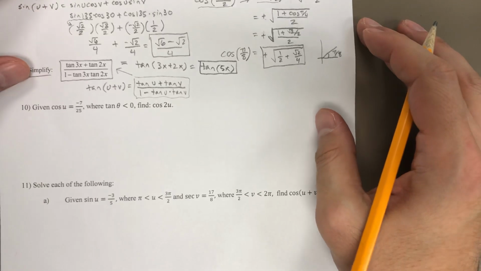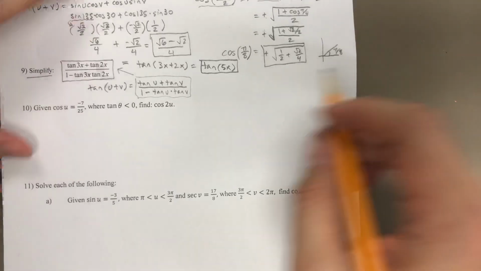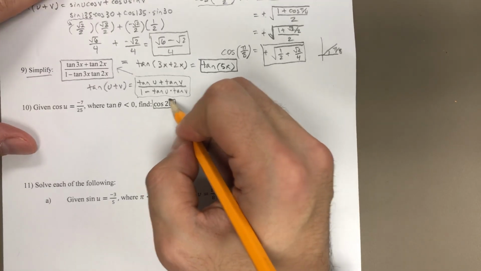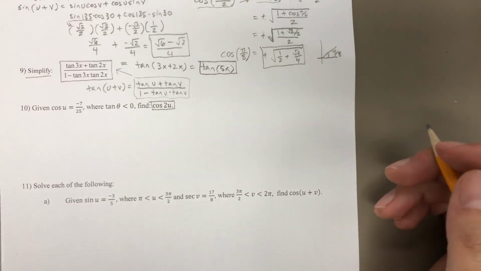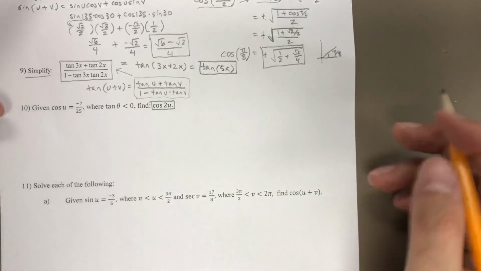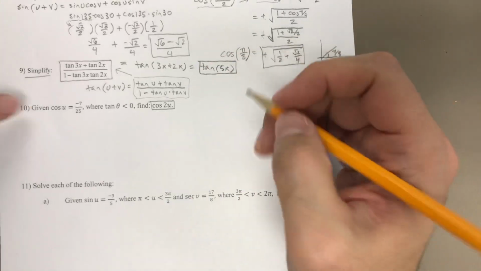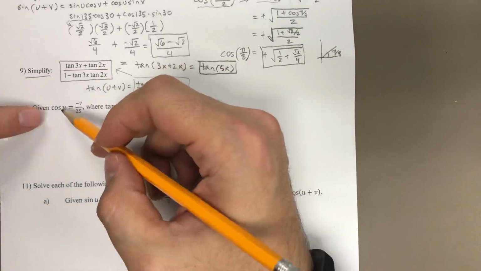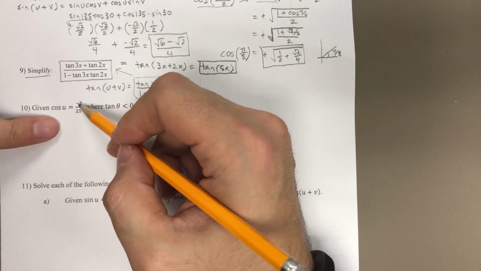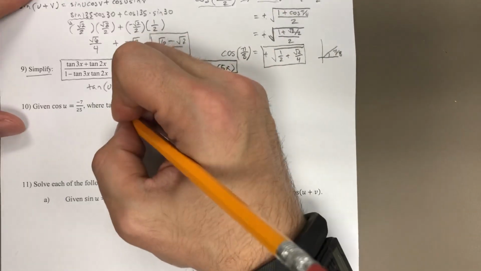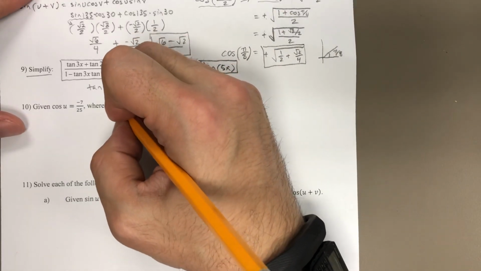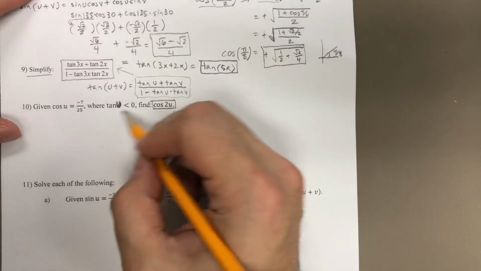All right, so what you would want to do first with these problems is identify the formula that you're using and see what kind of ratios you're going to need to plug in. Also, we have a little bit of a typo here, it looks like, because it tells us that the cosine of u is equal to negative 7 over 25, and the tangent of theta is less than 0. That should probably be the tangent of u, and that also implies that the tangent is negative.